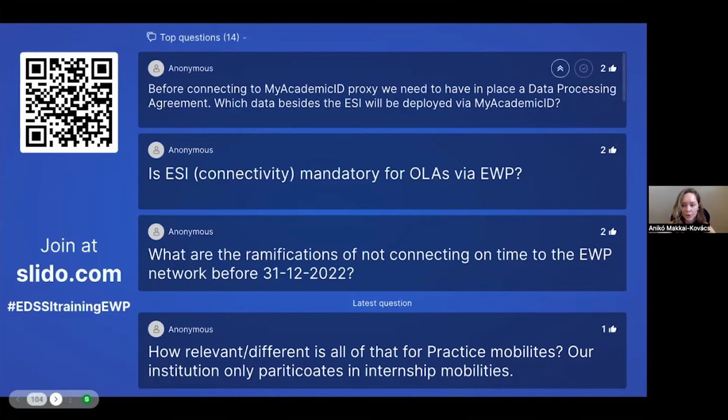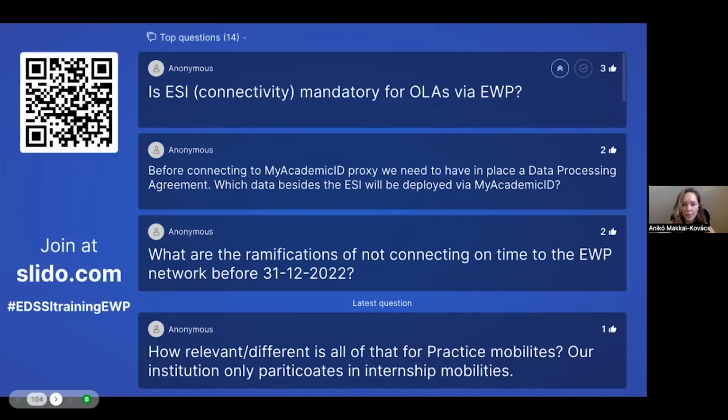And so 2 or 3 more questions, I think, that are voted on by 2 or more participants. So before connecting to the MyAcademicID proxy, we need to have in place a data processing agreement. Which data besides the ESI will be deployed in MyAcademicID? Nothing else. So it's only the name and the email of the student.